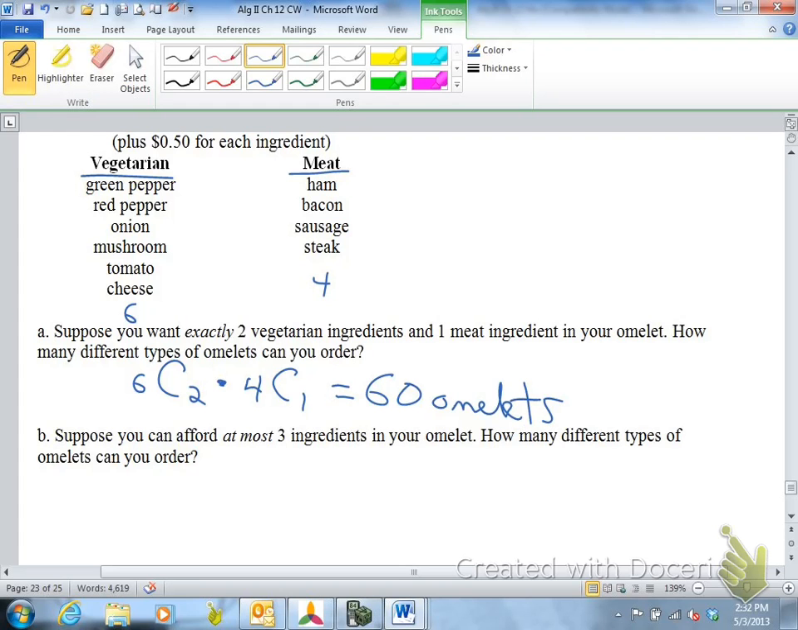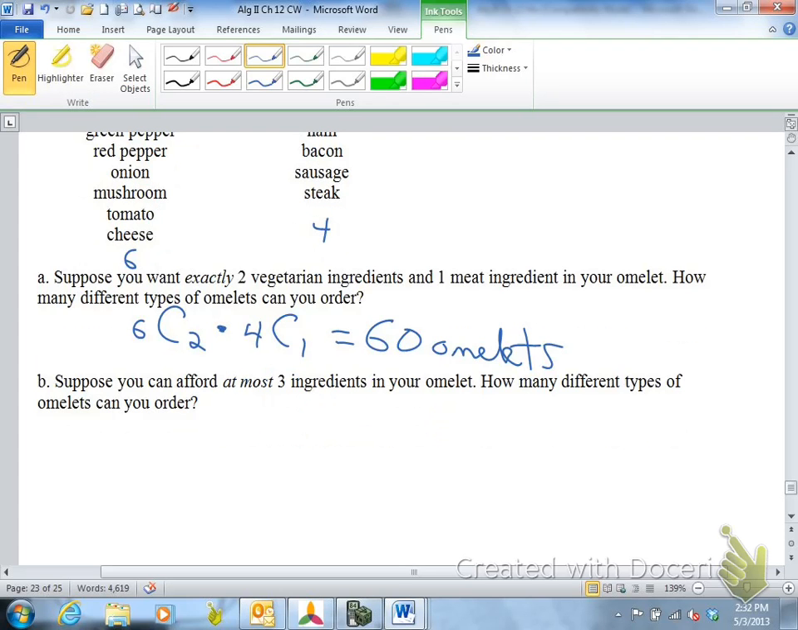Suppose you can afford at most 3 ingredients in your omelet. How many different types of omelets can you order? Notice it says ingredients. Ingredients would be 10 ingredients, vegetable and meat. So 10 ingredients. At most 3 means 3, 2, 1, or 0.